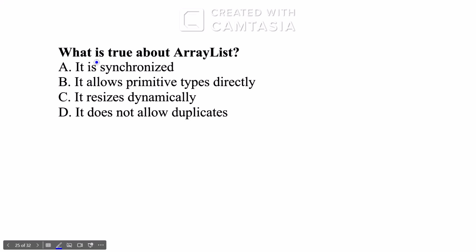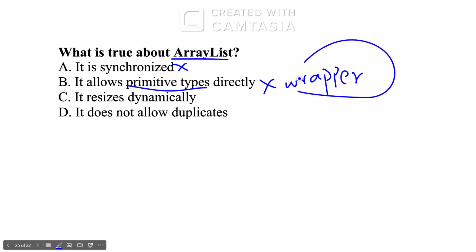Next question. What is true about array list? It is synchronized. No, array list is not synchronized. It allows primitive types directly. No, we are using the wrapper classes, right? In order to store the primitive data type into array list, first we are converting that primitive data type into an object. Okay, so that object only we are storing in a wrapper class, right? So this statement is wrong.